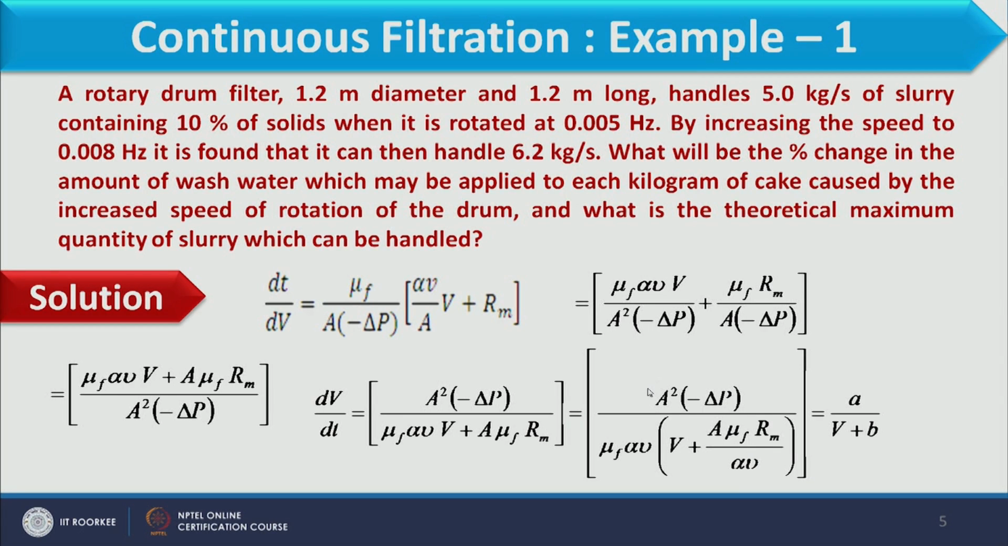If we consider this particular expression, all the parameters available in this are constant, which we have denoted as a. V is there, and all these parameters club into one and give a constant b. So we can write the whole expression as dV by dt equal to a by v plus b, and further integrating it gives v square by 2 plus bv equals at.